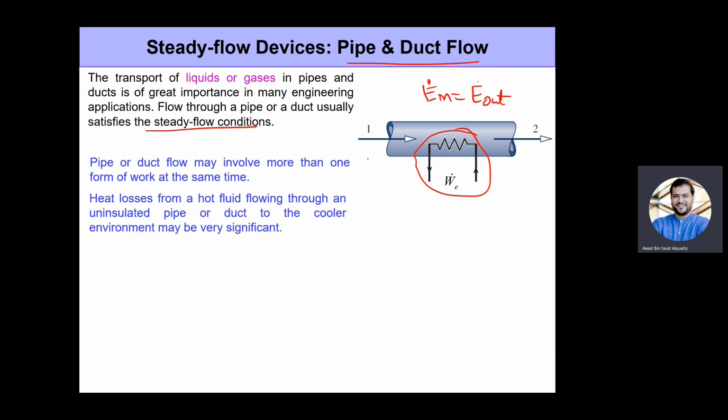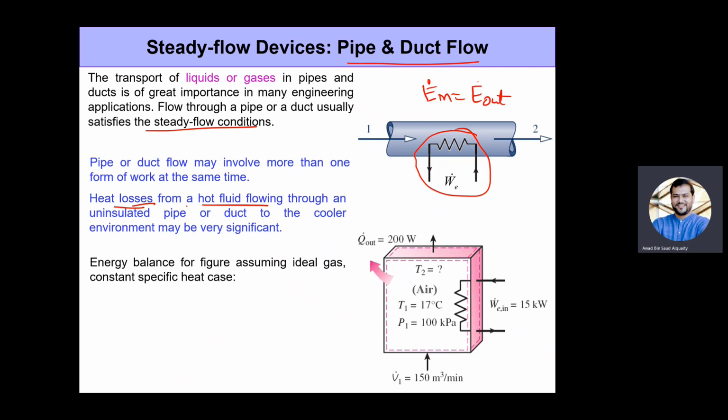We also have a lot of situations where there is heat loss from the hot fluid flowing through a pipe or a duct to a cooler environment. This is also a relatively common situation, and it will again change the energy balance a bit. We have discussed how it will change in the previous case for the heat exchanger. It will change in exactly the same way for a duct as well. So let's look at these two situations through an example.